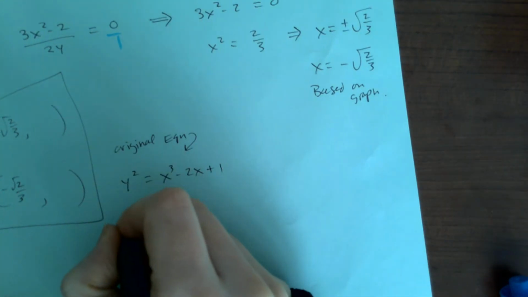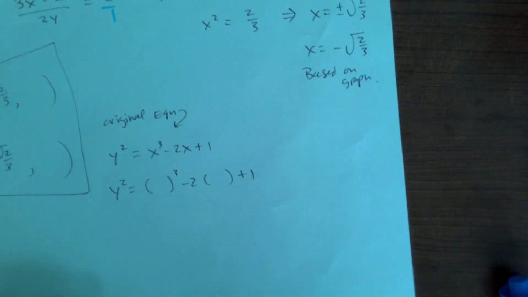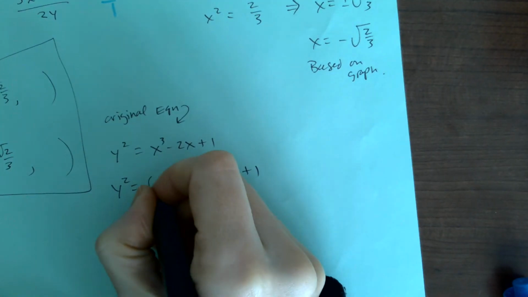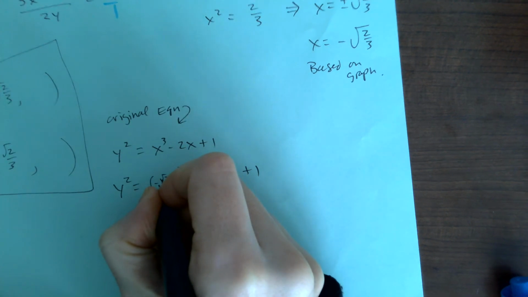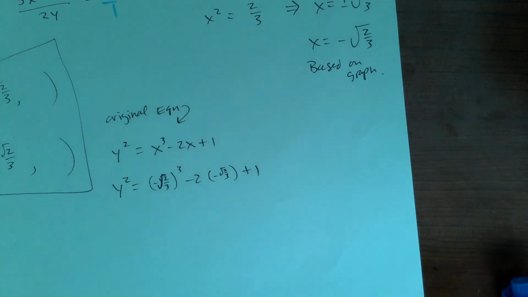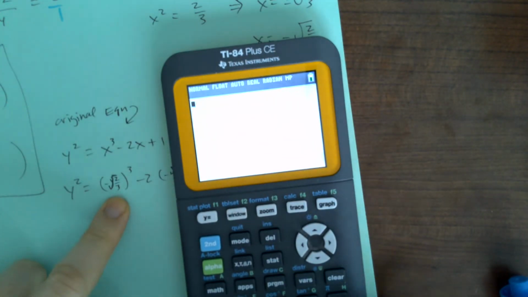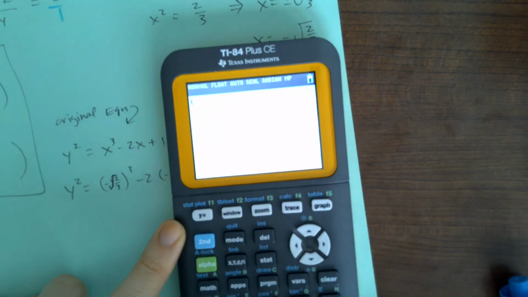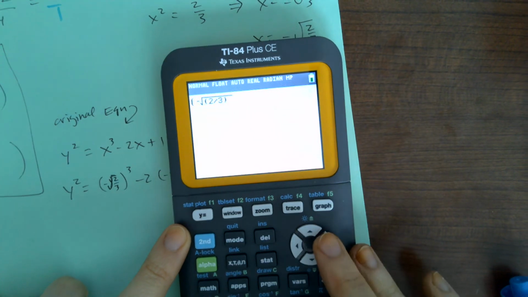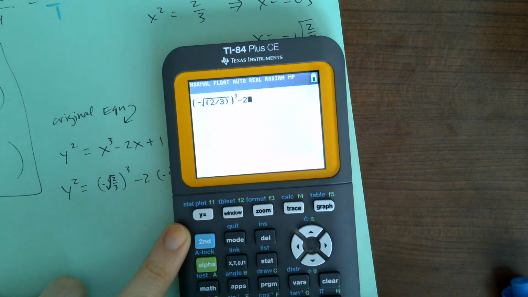Guys, the steps that I show a lot are just for teaching purposes. So feel free to skip, you don't need to write the original equation if you don't want to. So I'm plugging in negative radical 2/3. Plugging that in there. And I'm going to use my calculator. And I get negative radical 2/3 to the third minus 2.